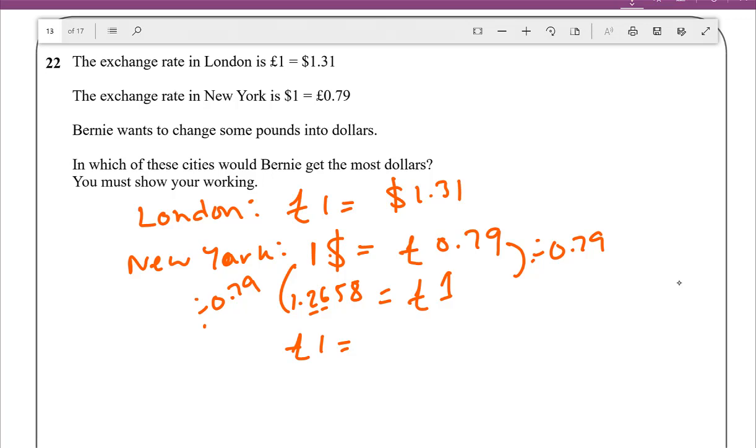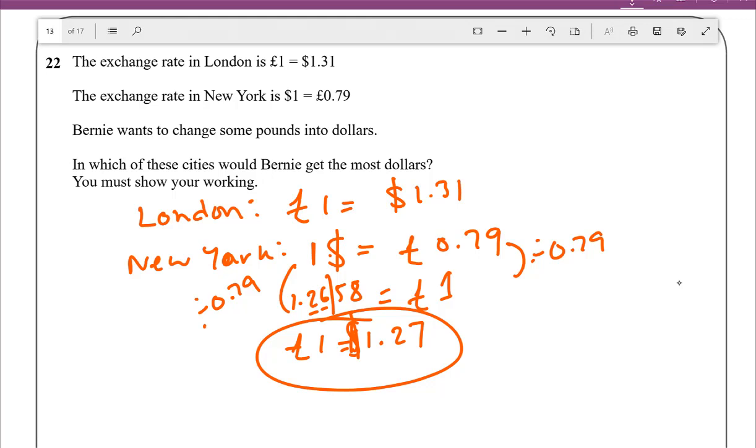If you go look at the receipts when you buy something, that's 5 or over, so you need to add 1 to this. That gives $1.27. So £1 is $1.27 in New York. Now we can compare it. In New York £1 is $1.27, and in London £1 is $1.31.